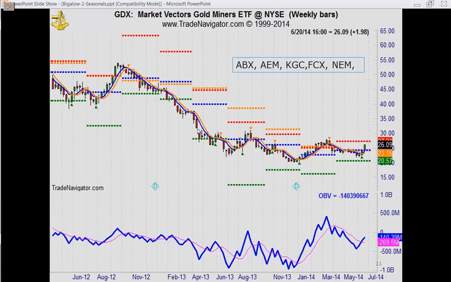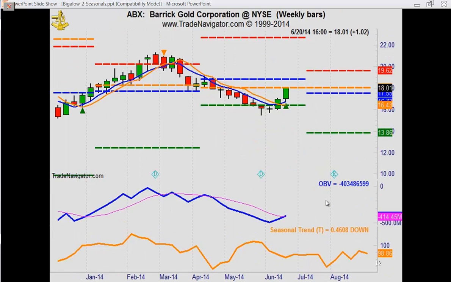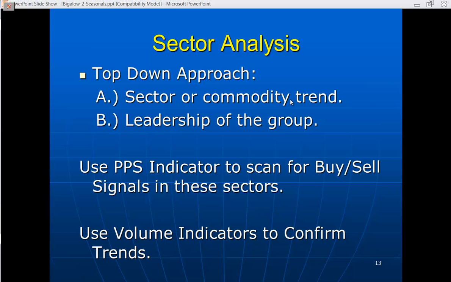Can it go a little bit higher? Sure, anything can happen, but I want to see, as the trend matures, I want to see volume associated in accordance to the on-balance volume indicator. So Barrick Gold Mine is one that I think you can see some further gains, but look for pullbacks coming in here. I think sector analysis, looking at the top-down approach, it's very simple.